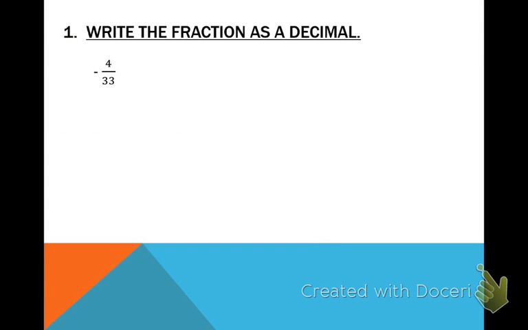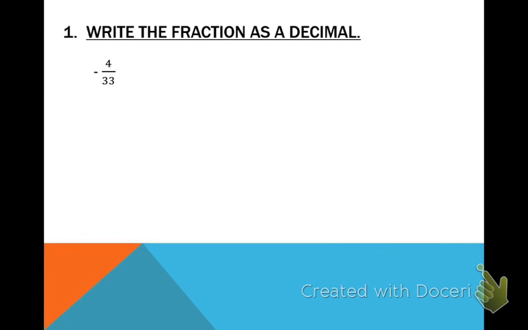Okay, so the first instructions here ask us to write the fraction as a decimal. What I'd like you guys to do right now on your whiteboards is turn -4/33 into a decimal. Is there anyone that thinks you remember how to do this? Should you add, subtract, multiply, or divide? Guys, should we add, subtract, multiply, or divide? Divide? You've got to divide, so make sure you are dividing this out to try to get your correct answer.